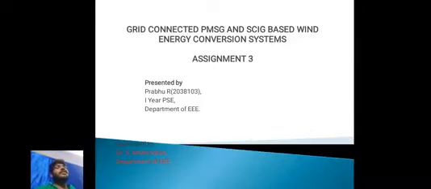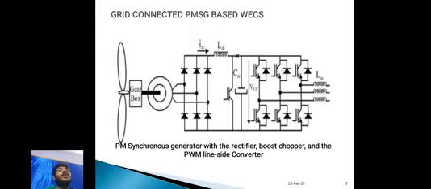In this video, we discuss how the grid is connected with the permanent magnet synchronous generator and the squirrel cage induction generator. In a wind energy conversion system, connecting the generated electricity directly to the grid is impossible because some factors must be considered for a grid-connected system: voltage and frequency level must be maintained.